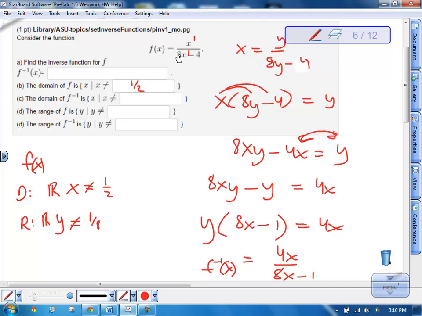The horizontal asymptote is a fraction of the leading coefficients. You can graph it and see that if you want. But it is a hyperbola, and at 1/8 it has an asymptote right here, a horizontal asymptote. So that's not a value that's in the range.